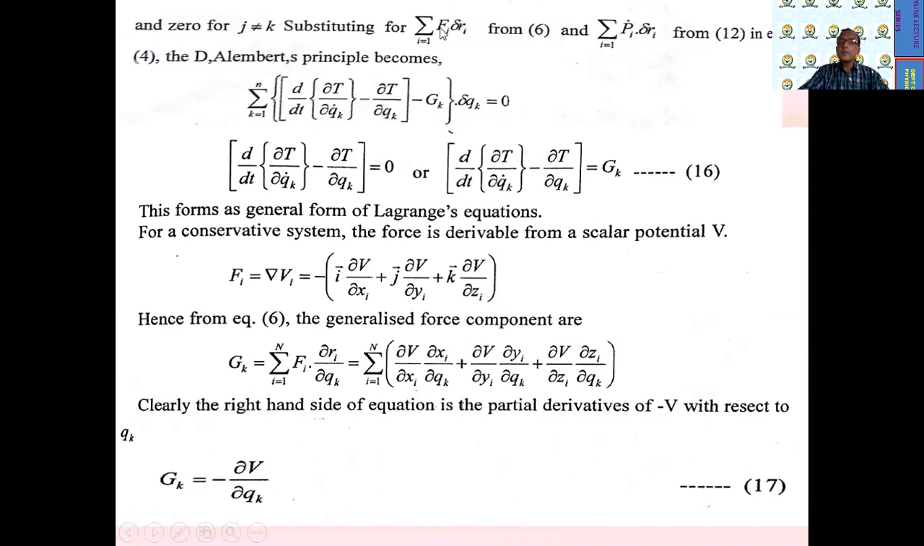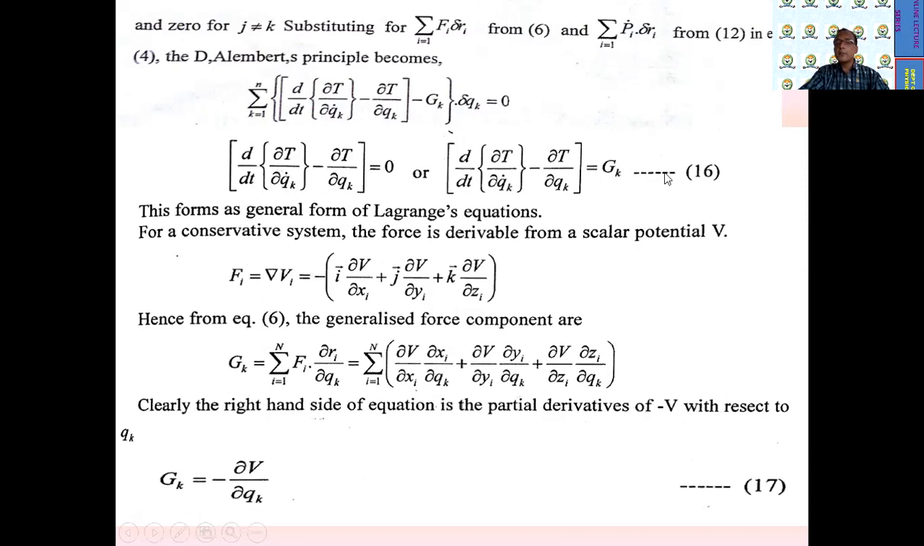We will put summation i goes from 1 to n of delta Fi delta ri from equation 6. This summation i goes from 1 to n pi dot delta ri from equation number 12 is from D'Alembert's principle, of course, from equation number 4 previously, and therefore the above equation number 15 will take this form. But the bracketed quantity can be again simplified as a summation and derivative d/dt of ∂T/∂qk dot minus ∂T/∂qk is equal to 0. Or you may write for the generalized coordinate d/dt of ∂T/∂qk dot minus ∂T/∂qk should be equal to Qk, where it is finite.